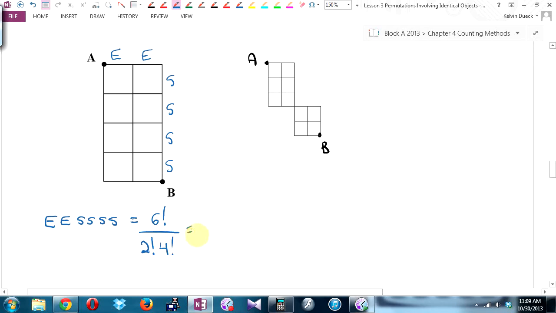You want to know how many different ways you can go from A to B, and you can try drawing them if you want to. I would not.